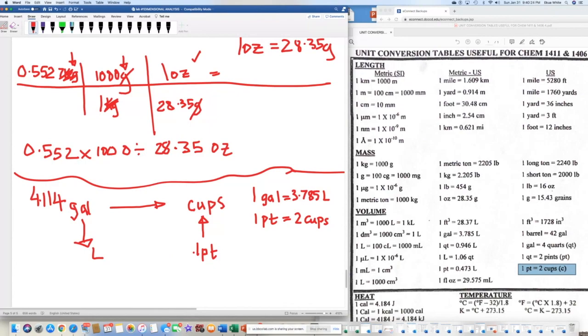Liters and pints. Yeah, or PT and L. Look for PT, that may be easier. PT and L. I don't see PT on here. Oh, I see it. The one PT equals two cups. This is our last but one.